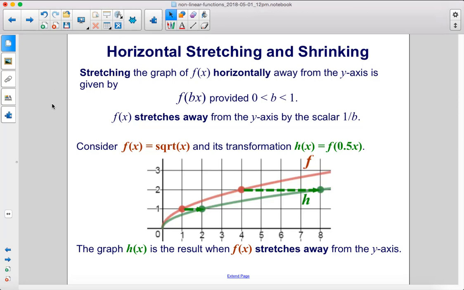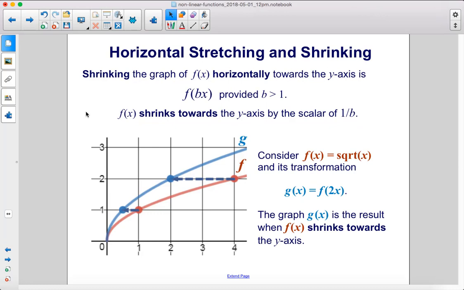Stretching the graph of f of x horizontally away from the y-axis is given by f of b times x, provided that b is between 0 and 1. F of x stretches away from the y-axis by the scalar 1 over b. Consider f of x equals the square root of x, and its transformation h of x equals f of 0.5x. Here you see the original graph in red and the new graph in green, stretching away from the y-axis. The graph h of x is the result when f of x stretches away from the y-axis.